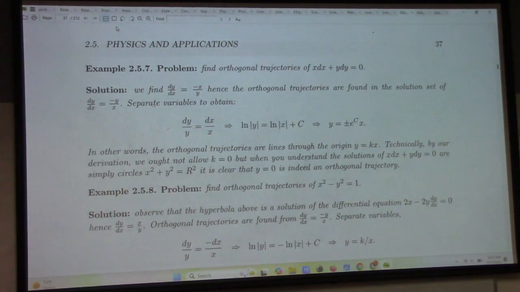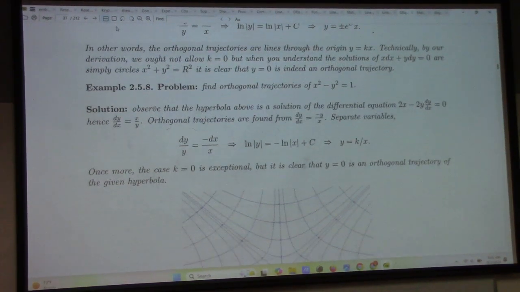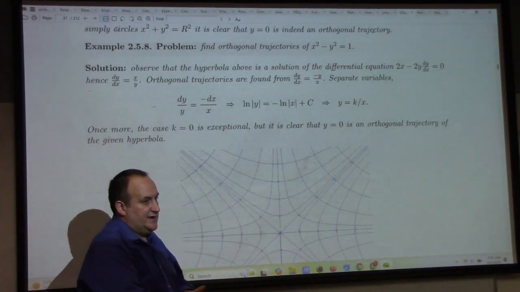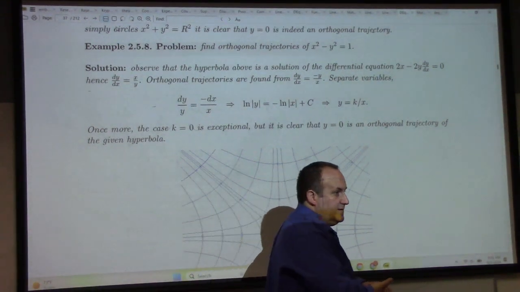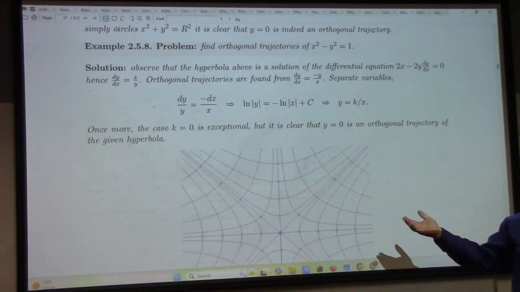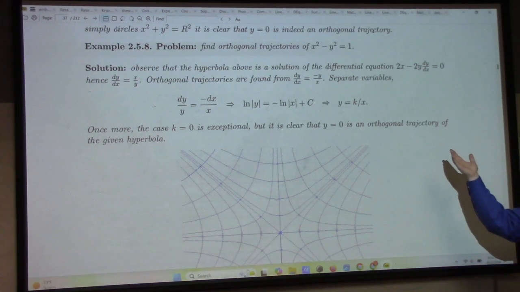So, orthogonal trajectories of x dx plus y dy. That, I think, we just worked earlier today. Find orthogonal, but this is a little bit different. Notice the format of the problem here. Find orthogonal trajectories of x squared minus y squared equals 1. What's the difference between that and problem 1 on the quiz today? Problem 1 on the quiz, I gave you a differential equation, right? Here I gave you a curve. How do you find the differential equation which this curve satisfies?